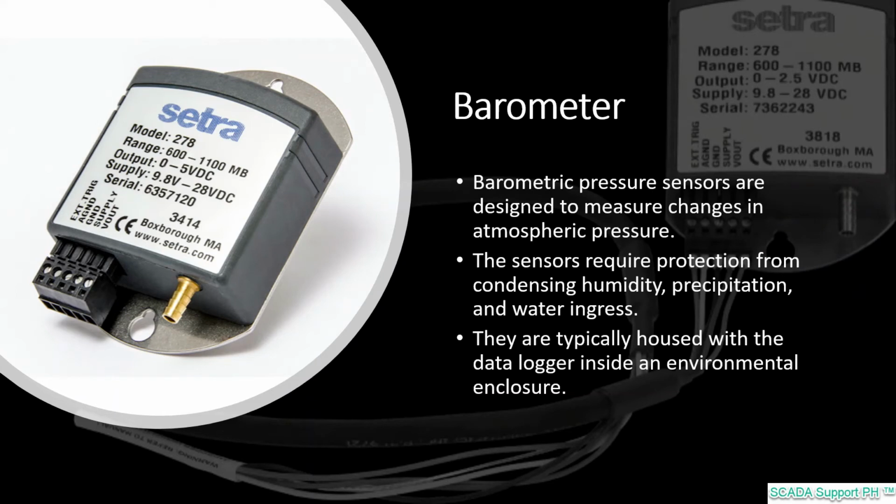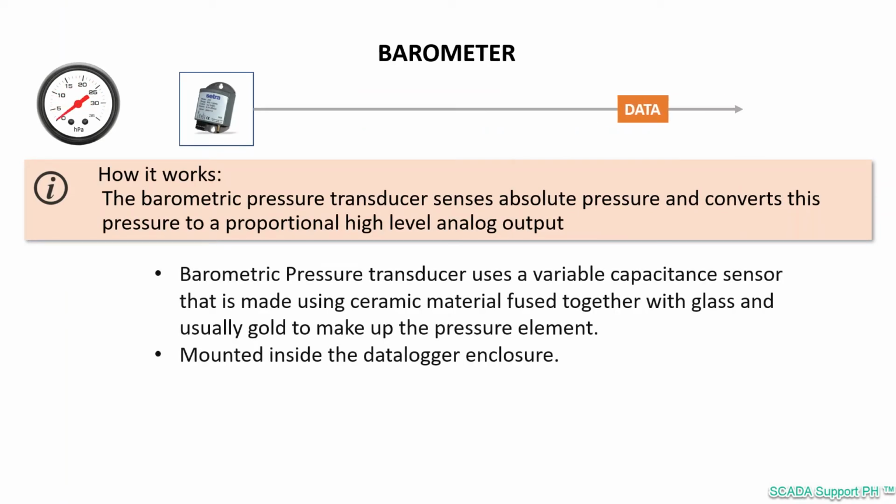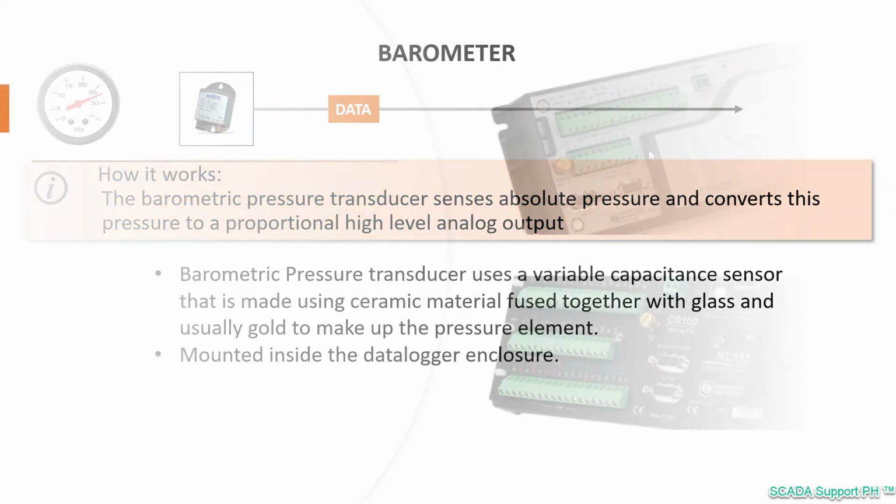Another component in our MDAS is the barometric pressure sensor to measure changes in the atmospheric pressure, and are typically located within the data logger enclosure. Barometric pressure transducer uses a variable capacitance sensor that is made using ceramic material fused together with glass and usually gold to make up the pressure element. Once it senses absolute pressure, it will convert this pressure to a proportional high-level analog output.